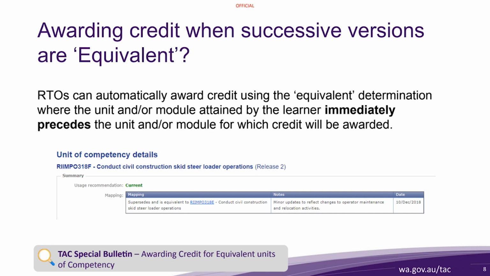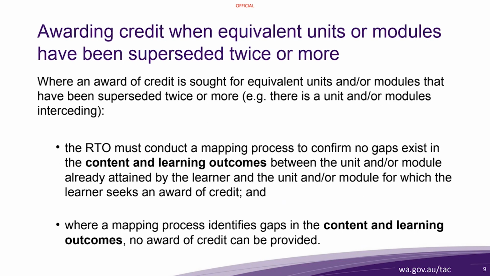Because it says immediately precedes, it basically means that what it says in the mapping for the current unit would be allowable for credit. And that's an important distinction, because what we're basically saying is the unit tells you what can be used for credit. It's written there, it's in the mapping. Of course, if it says that it's not equivalent, then you can't use it as credit. Only if it says it is equivalent can it be credit.